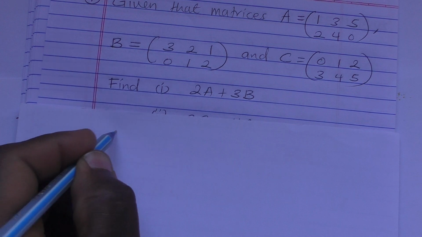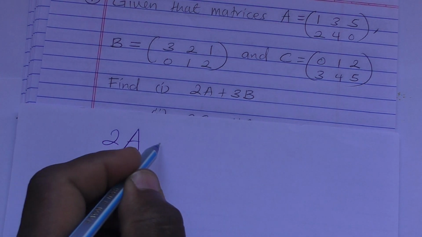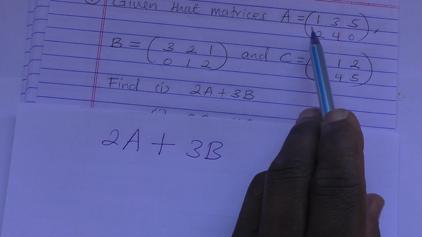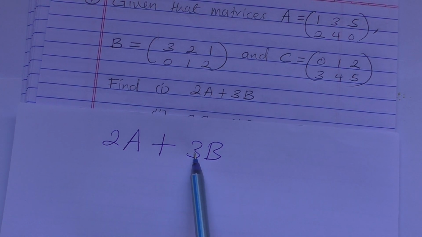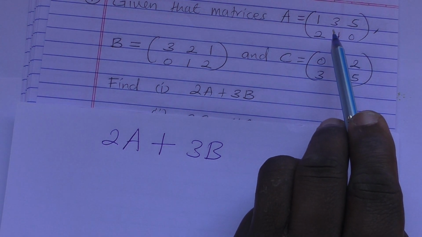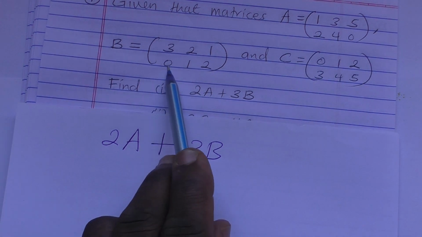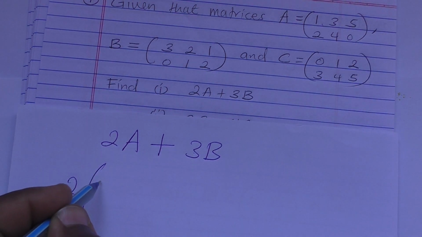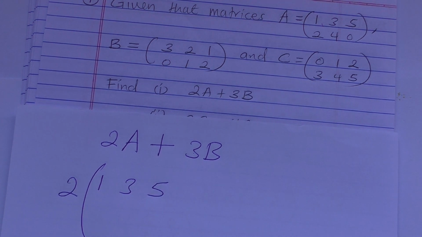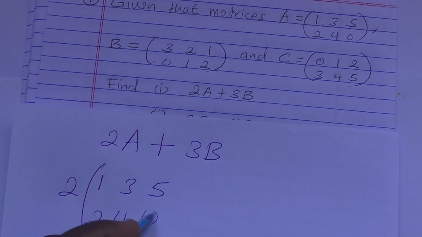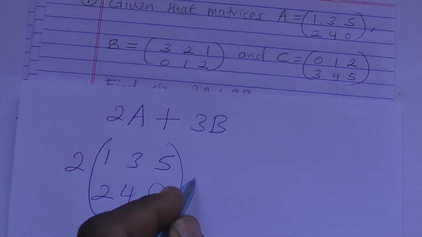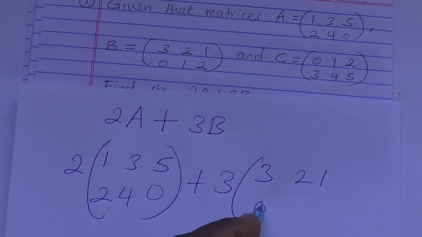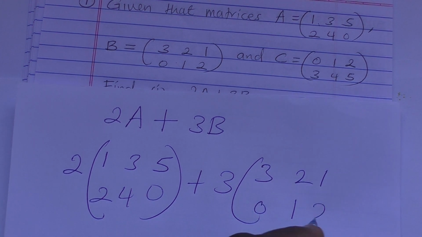We are multiplying 2A and then plus 3B. So 2 and 3 are the scalars, and they are multiplying matrices A and B. So that is 2, where there is A, we write its matrix. That is 1, 3, 5, 2, 4, 0, plus 3 into B, which is 3, 2, 1, 1, 0, 1, 2.